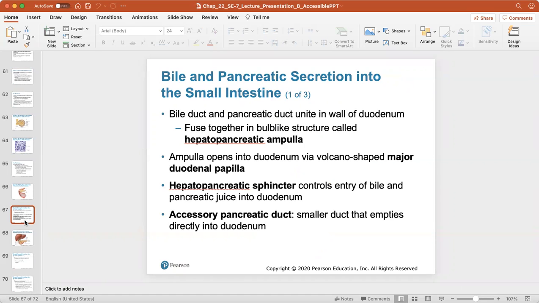The bile duct and pancreatic duct unite in the wall of the duodenum to form this ampulla. And the ampulla opens up into what we call a papilla. There's a sphincter that controls the entry of bile and the pancreatic juice into the duodenum. And the accessory pancreatic duct is just a smaller duct that also empties into the duodenum.